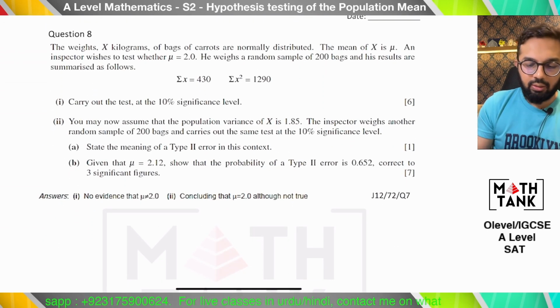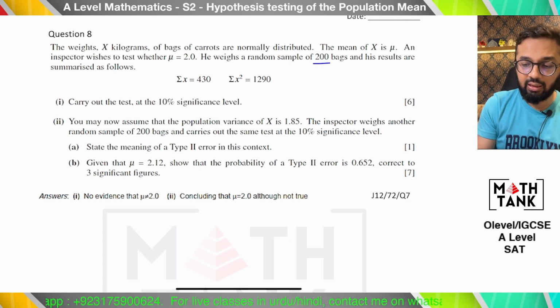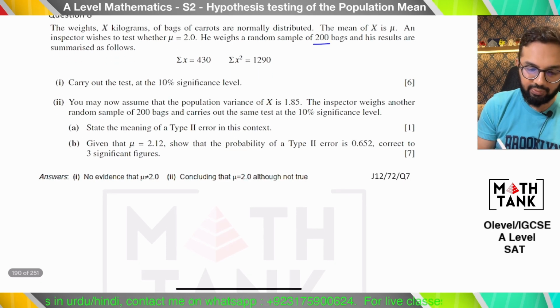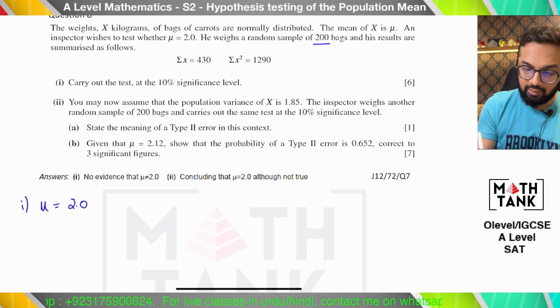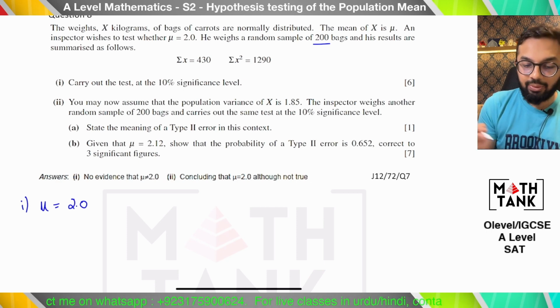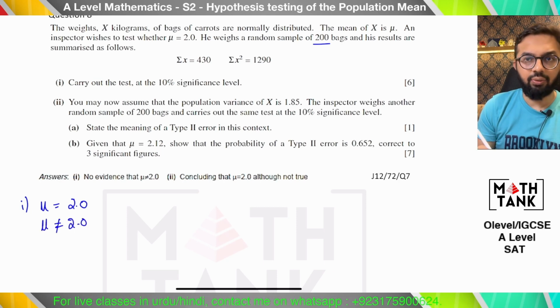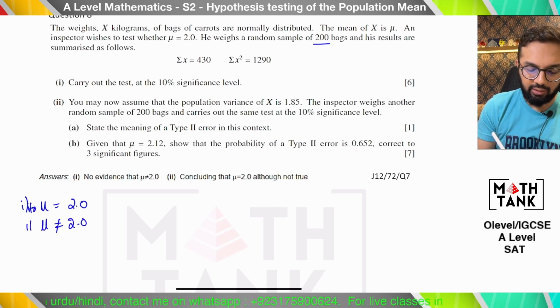Okay, question 8. The weights x kilograms of bags of carrots are normally distributed. The mean of x is mu. An inspector wishes to test whether mu equals 2.0. He weighs a random sample of 200 bags, and these results are shown. Carry out the test at the 10% significance level. So mu is equal to 2.0. It's a two-sided test, and I'm not giving you an increase or a decrease. So H0 and H1 are like that.